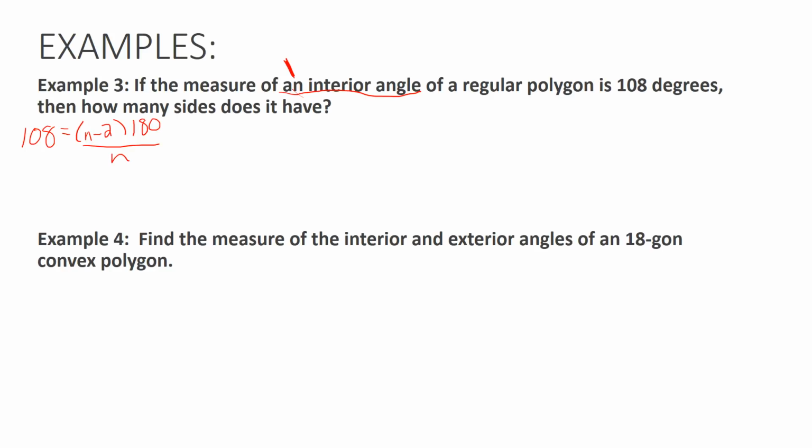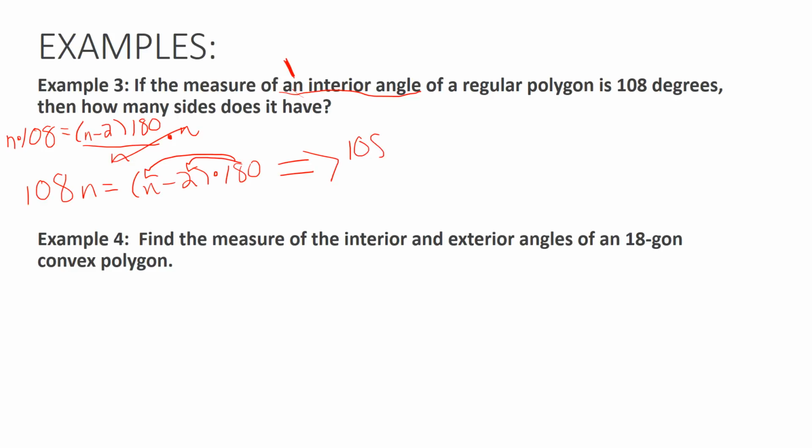So now we're going to have to solve for n because we want to know how many sides it has. Well, in order to get the variable out of the denominator, I'm going to have to multiply both sides by n. So now I have 108n is equal to n minus 2 times 180. Well, before I can combine like terms, I'm going to have to distribute this 180 to the n and the negative 2 in parentheses. So I'm going to get 108n is equal to 180n minus 2 times 180, which is 360.